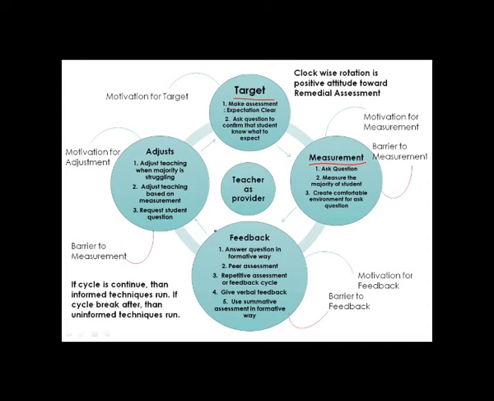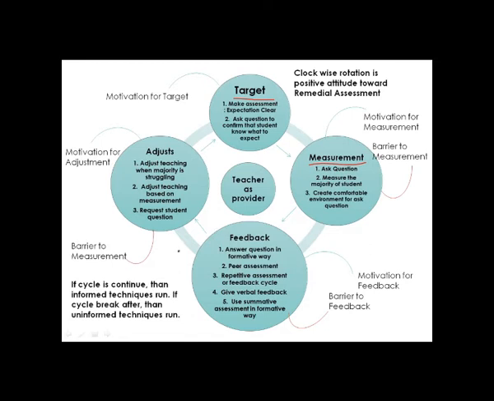First, answer questions in a formative way, where students can form their knowledge. Second, peer assessment. Group assessment must be done. Third, repetitive assessment or feedback cycle. We need to repeatedly assess and identify the student's quality, and we get repeated feedback, and it creates a cycle.